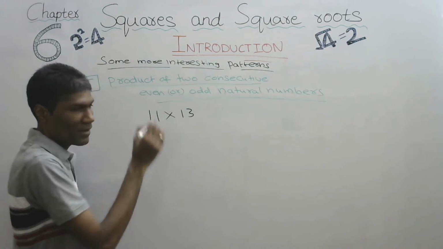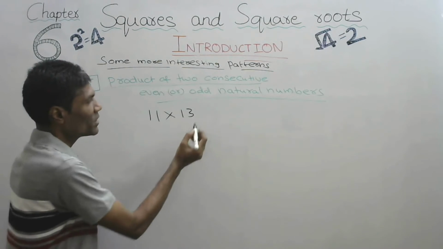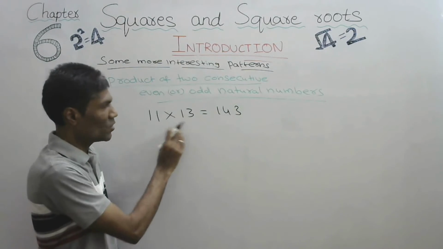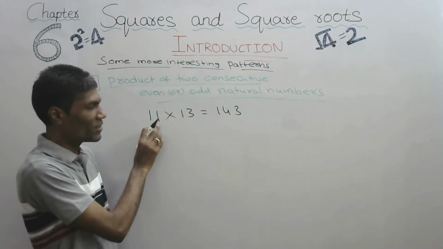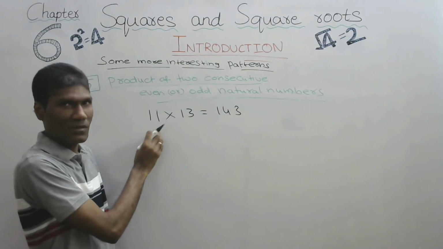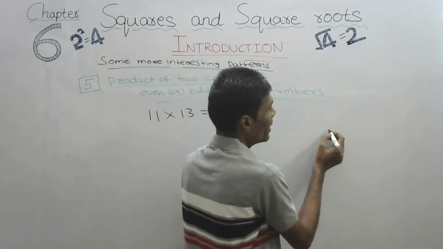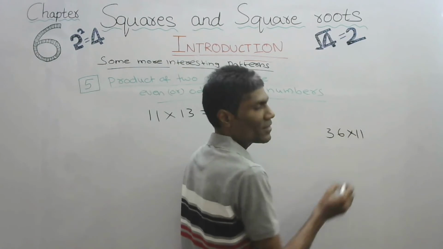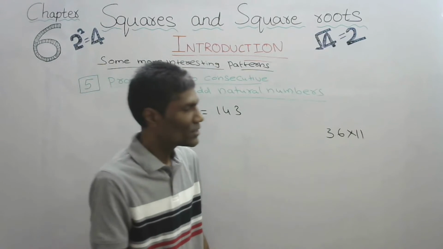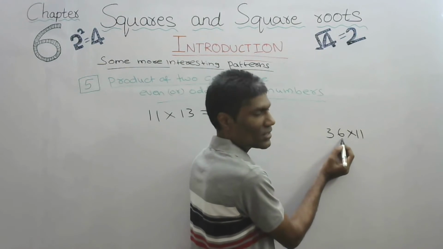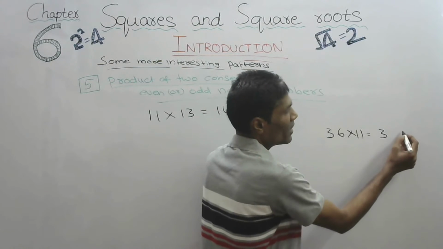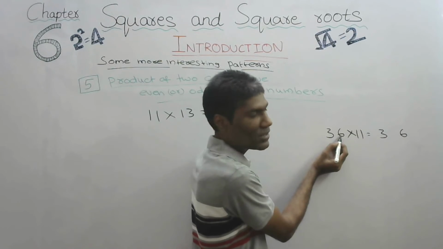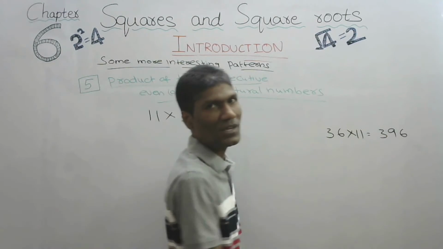If we multiply 11 into 13, how much will it be? 143. You know this, no? If we want to multiply with 11, there is a shortcut we know. If you want to multiply any number like 36 with 11, there is no need to do the multiplication. Simply, 3 and 6 is there, no? Write the numbers 3 and 6, and what is the sum of 3 and 6? 9. Simply this is the answer.